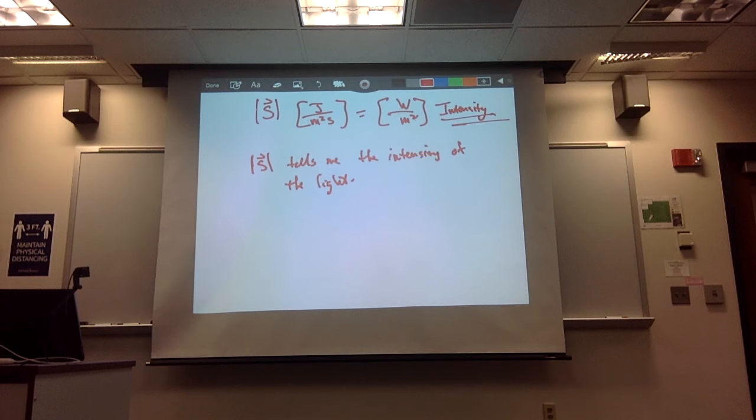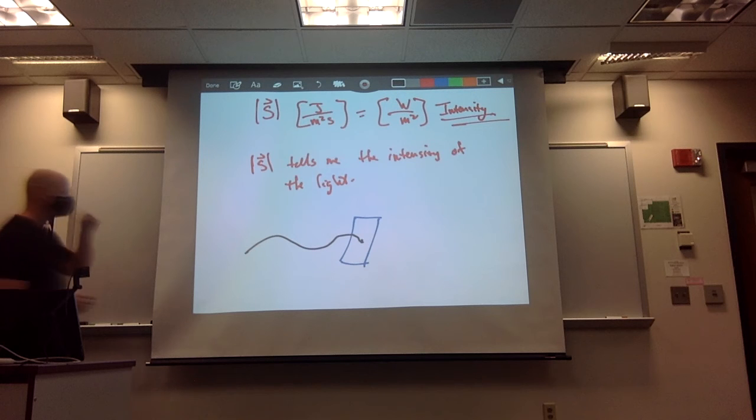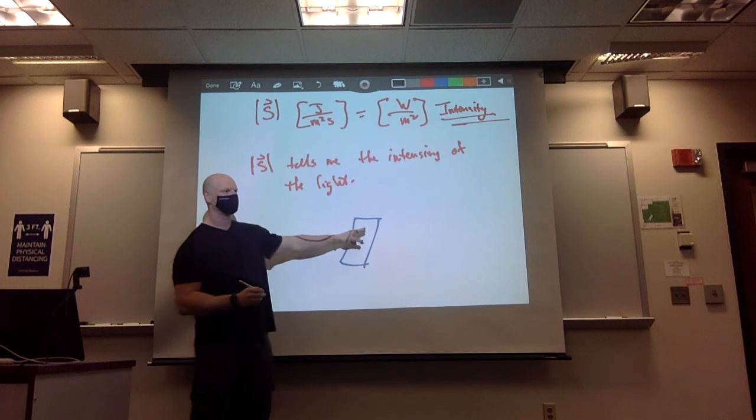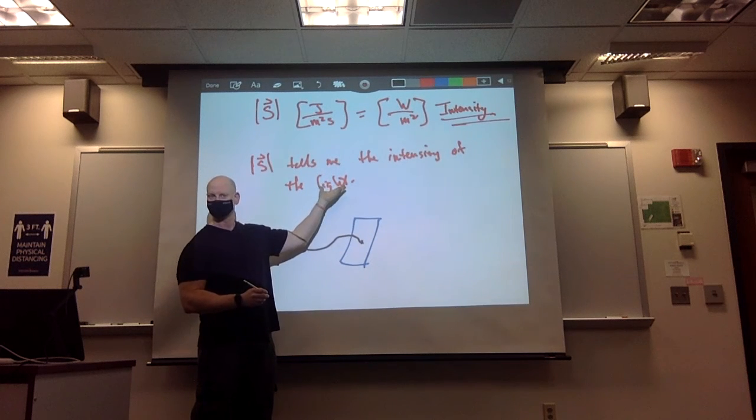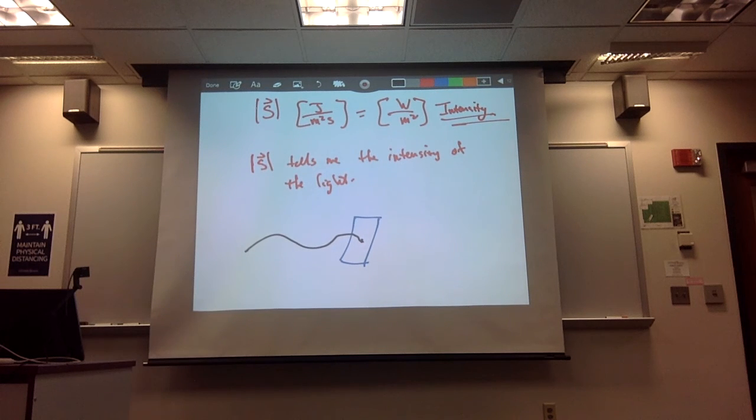What's intensity? If I was looking at a cross-sectional area, and this is my wave, which is traveling, what the intensity tells me is the amount of energy per unit second which is deposited onto this area by the wave. So if this is my cross-sectional area A, then the intensity is the energy per second carried by the wave, per unit area.